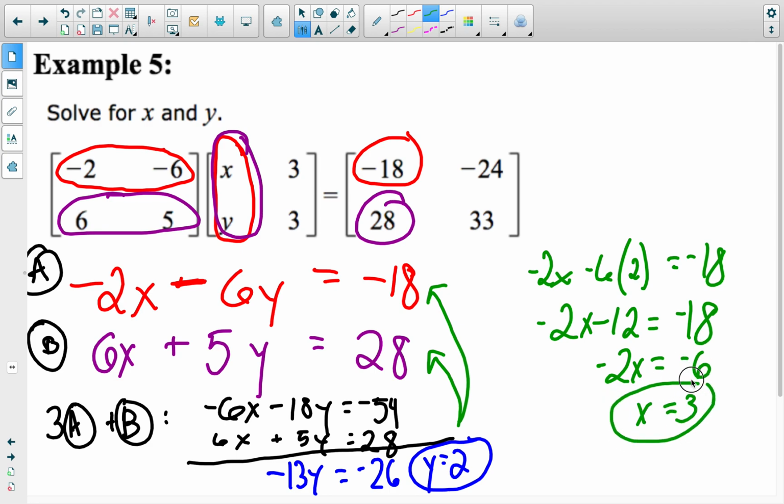All right. You don't need to write your solution as an ordered pair here because that's not the notation that we started with. X is 3, y is 2. That's all. Go ahead and give your practice a try.